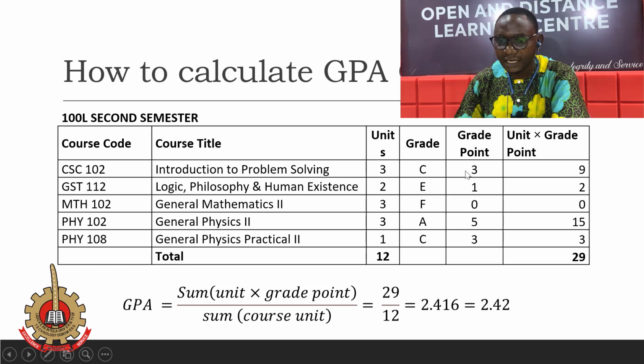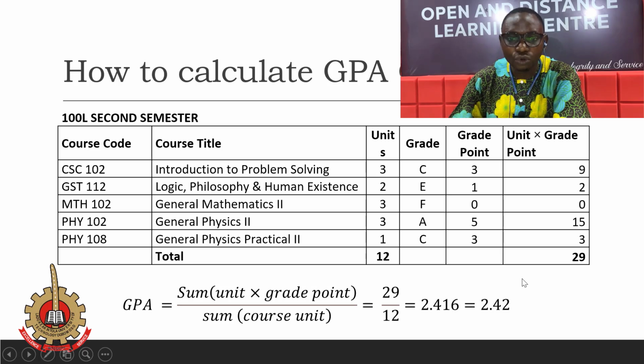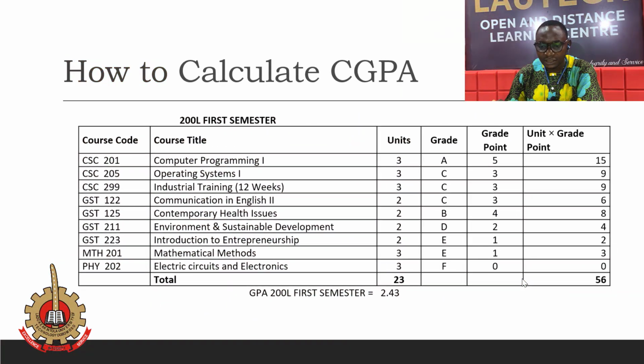Now, if you multiply the number of units by the grade point, you are going to have this value that is here. If you sum everything here, you have 29, and the total number of units that you registered for is 12. So if you apply that formula again, you are going to have 29 divided by 12, which will give you 2.416. If you approximate it to 2 decimal places, you have 2.42. So that is how to calculate GPA.